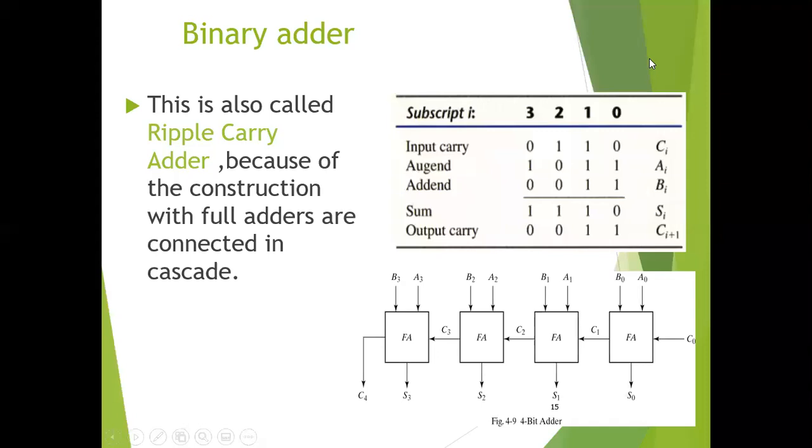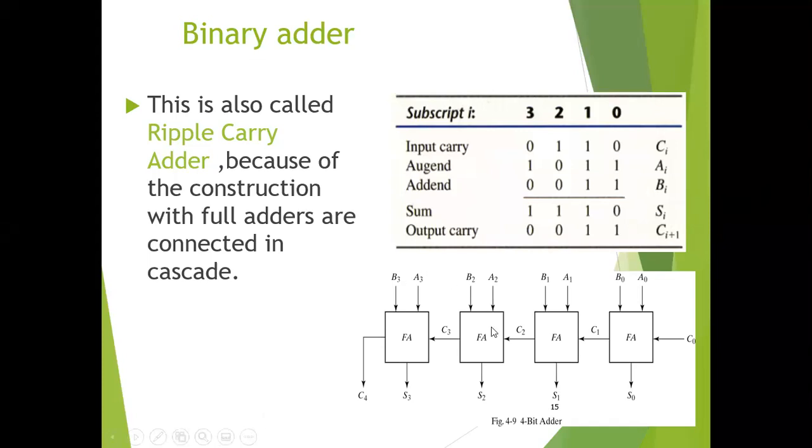Now a binary adder, we can also say, is also called a ripple carry adder. A binary adder is a digital circuit that produces the arithmetic sum of two binary numbers, and it can be constructed with full adders connected in the cascade form as shown in this figure. Full adders are connected in a cascaded form with the output carry from each full adder connected to the input carry of the next full adder in the chain.